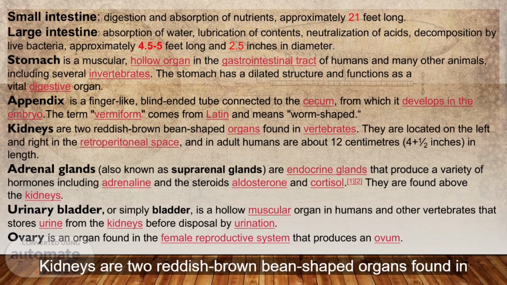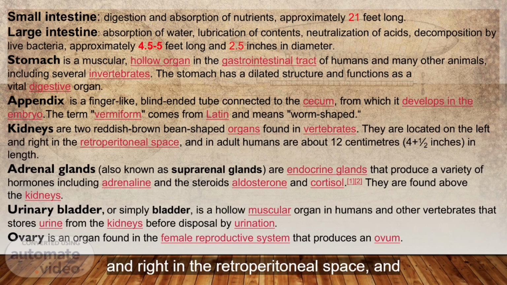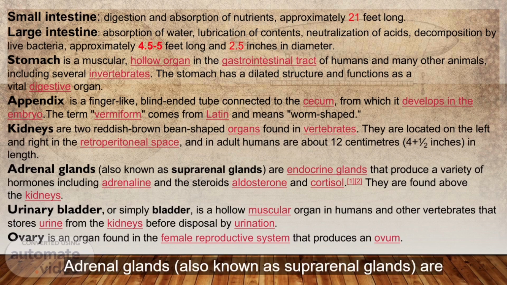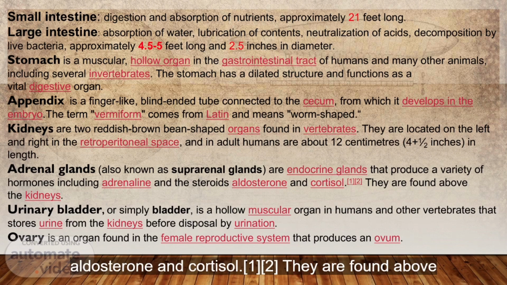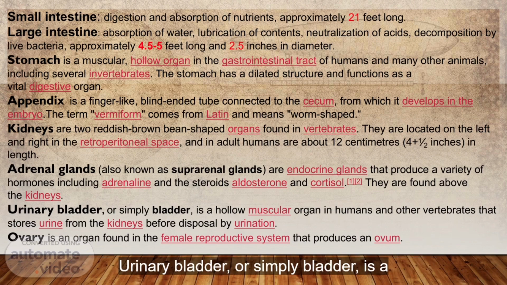Kidneys are 2 reddish-brown bean-shaped organs found in vertebrates. They are located on the left and right in the retroperitoneal space, and in adult humans are about 12 centimeters, 4 and a half inches, in length. Adrenal glands, also known as suprarenal glands, are endocrine glands that produce a variety of hormones including adrenaline and the steroids aldosterone and cortisol. They are found above the kidneys. The urinary bladder, or simply bladder, is a hollow muscular organ in humans and other vertebrates that stores urine from the kidneys before disposal by urination. Ovary is an organ found in the female reproductive system that produces an ovum.